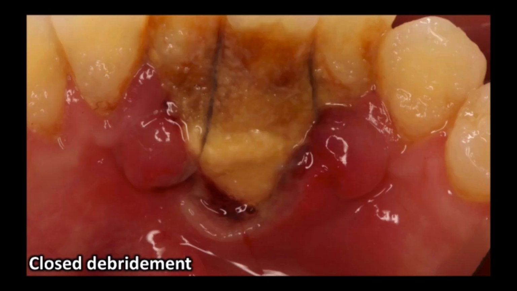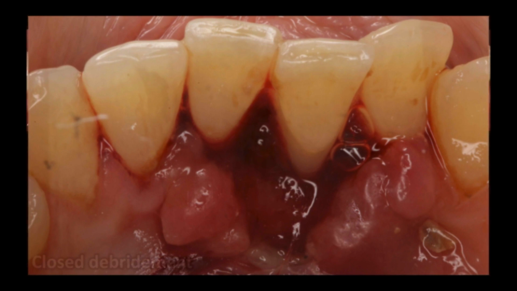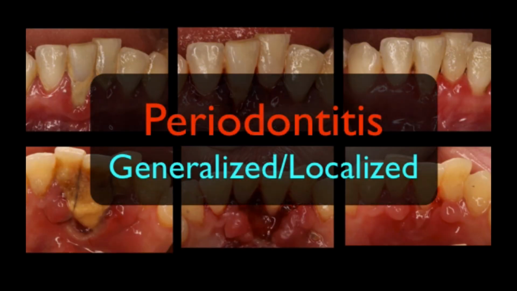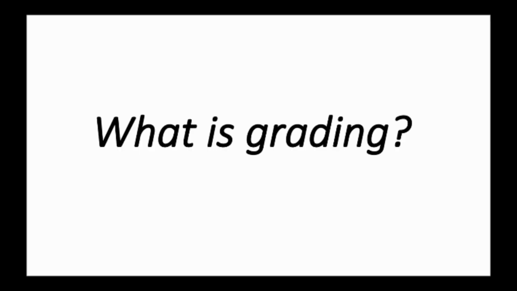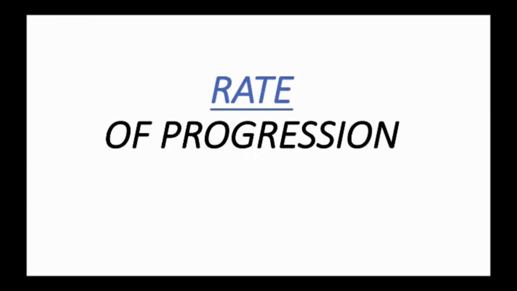What do we do with these cases? Okay, we need to diagnose them. We all know that we need to remove the etiologic factors. It was so much fun to remove this calculus and let the body heal itself. Periodontal disease can be generalized, localized, and we need to look at the attachment loss. Okay, so what is grading? When we talk about grading, we are talking about the rate of progression.